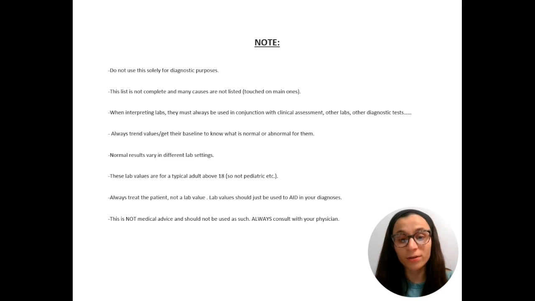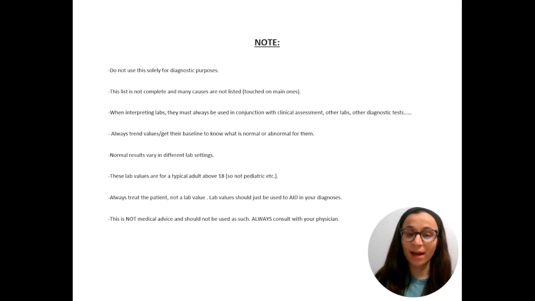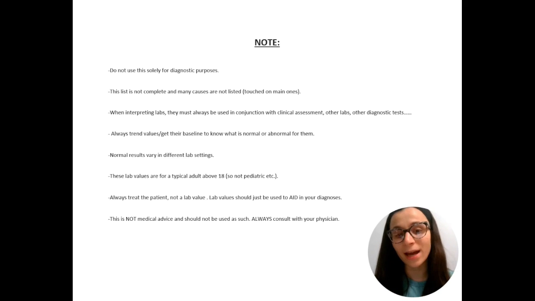And in general, you always want to trend your labs. This could be the patient's normal, and it could be they have this because they have this disease. You always have to know what's normal and abnormal for them, and you always want to trend it.